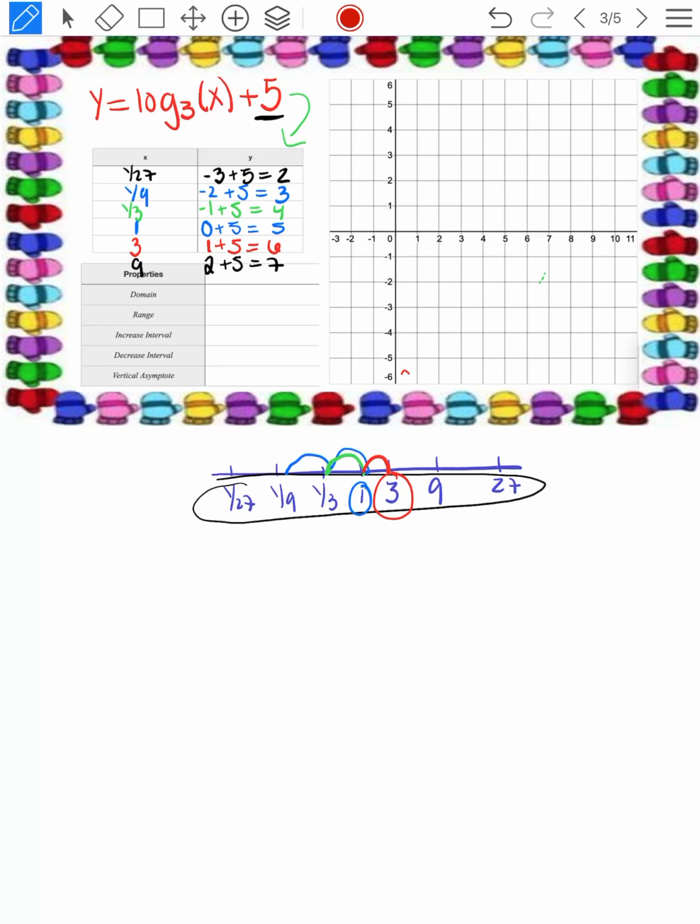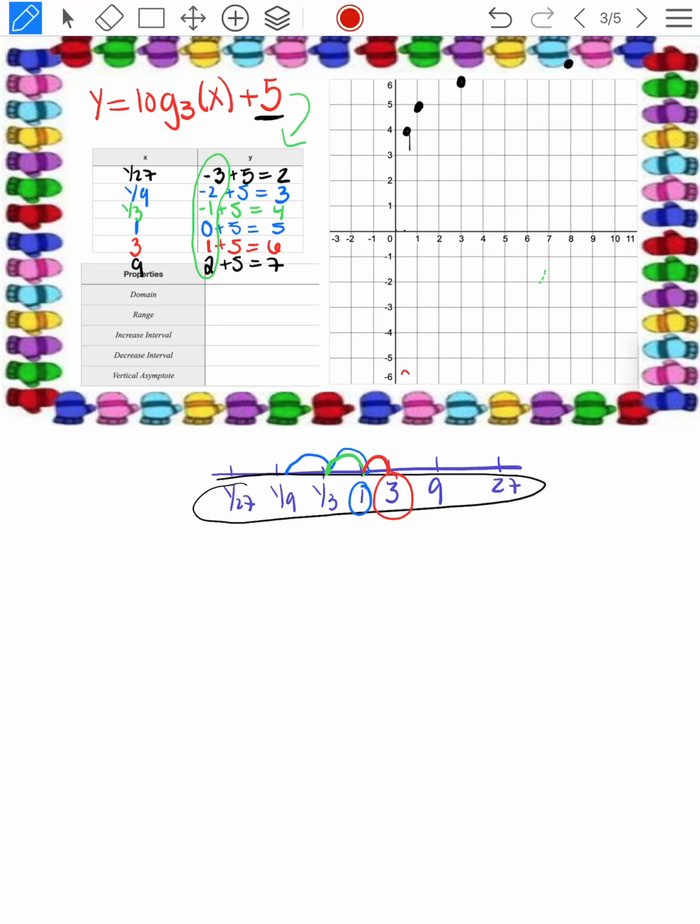So it shifted all of the original y values, which represented the number of jumps on my number line, up 5. And now I'm going to graph this. So I'm going to start with my whole numbers just because they're a little easier to plot. 1, 5, 3, 6, 9, 7. I'm going to go a little off the top here just so I didn't make my graph paper big enough. And then 1/3 would be a little bit to the right, 1/3, 4.